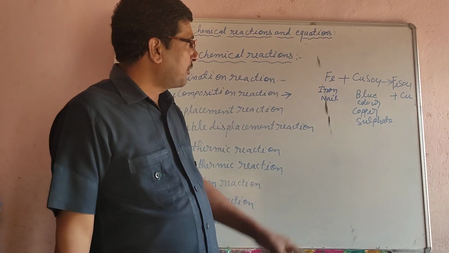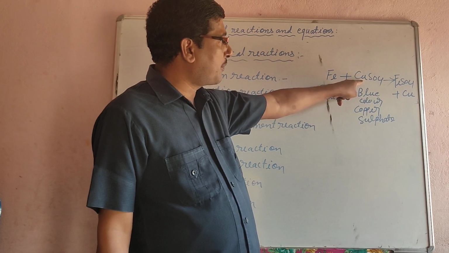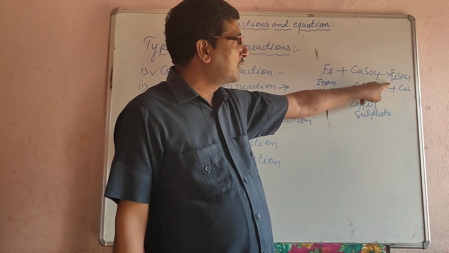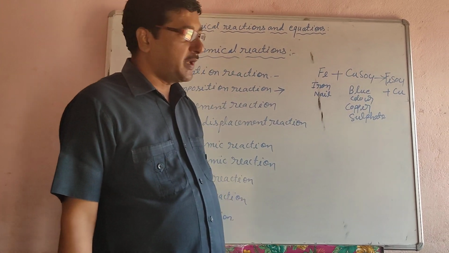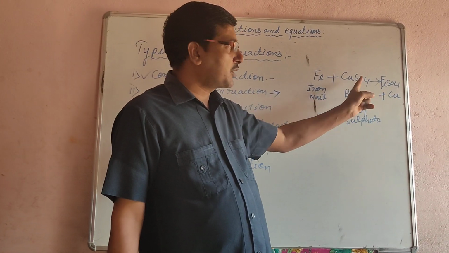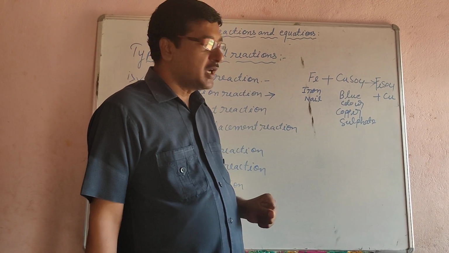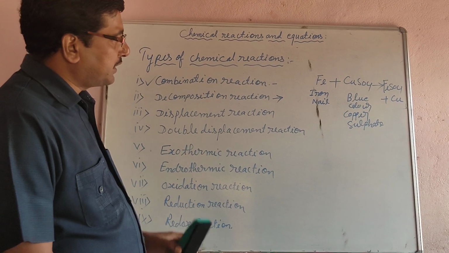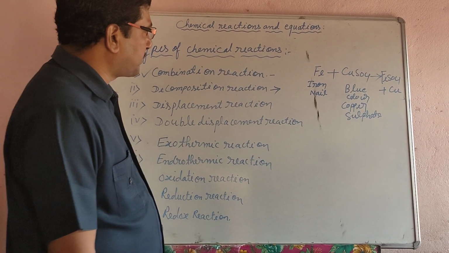Why does it happen? Because iron is more reactive than copper, so copper will be displaced by the iron, forming another compound, that is ferrous sulfate, and copper will be coated over the iron nail, because of which the iron nail will turn brown in color. So it is an example of a displacement reaction.